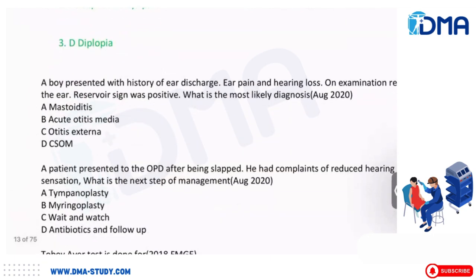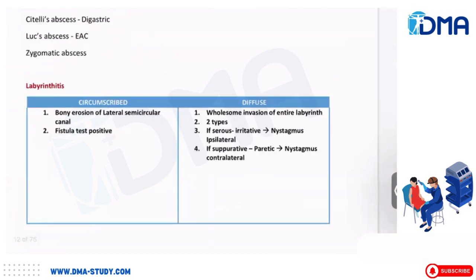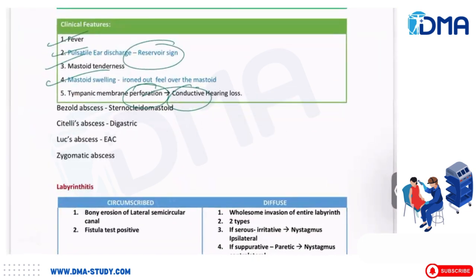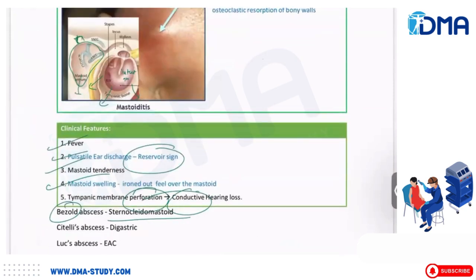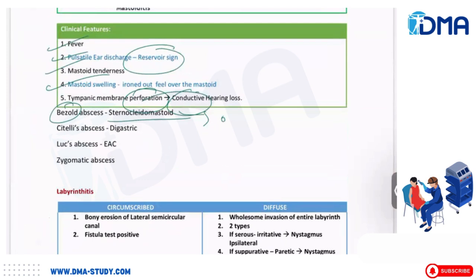Right. So in mastoiditis, resolved abscess is the pus getting collected into the sternocleidomastoid muscle over the mastoid tip, called Bezold abscess. Then Citelli abscess is over the digastric, Luc abscess is over the external auditory canal, and zygomatic abscess sits right over there. So these are the other names for abscess. Okay, you should know this.